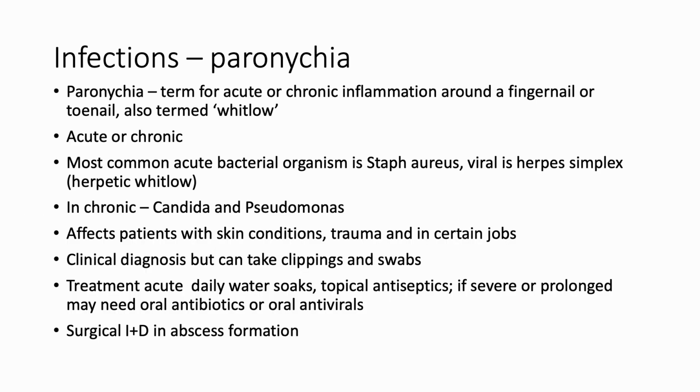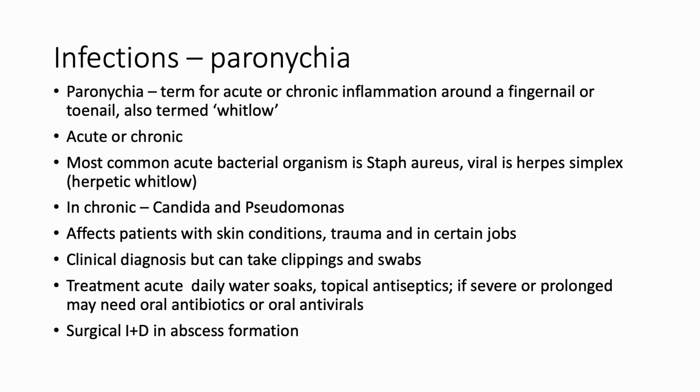Next, we will discuss infections. The term paronychia can describe acute or chronic nail inflammation or infection. Acute paronychia is present for less than 6 weeks, and if it's longer than 6 weeks, then we call it chronic. It is also sometimes called Whitlow.